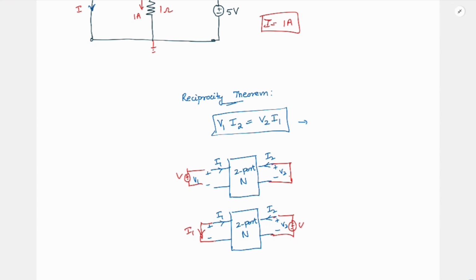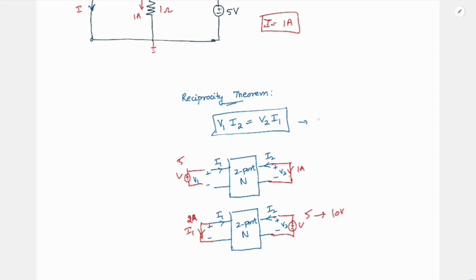This says that if both V's are equal, then these I's are also equal. If V1 equals V2, then I2 is equal to I1. If V2 is 2 times V1, then my I2 will also be 2 times I1. In this question, here it is 5 volt and here it is 5 volt. Here it was 1 ampere, here also it was 1 ampere. Suppose this was 10 volt, then here I should get 2 ampere. That is what this equation says.